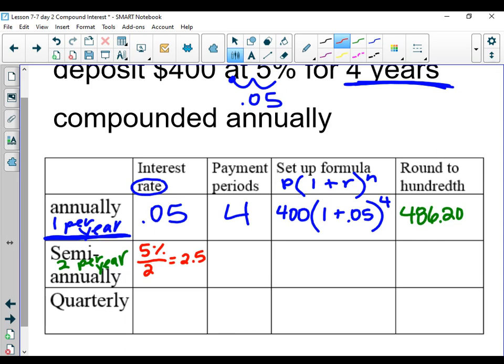If you are wondering how I got the 2.5%, it's because I took Layton's 5% and split it right down the middle. Now, same 4 years that I would be at Layton's bank, but Isabel is giving me interest twice a year. 2 times in year 1, 2 times in year 2.